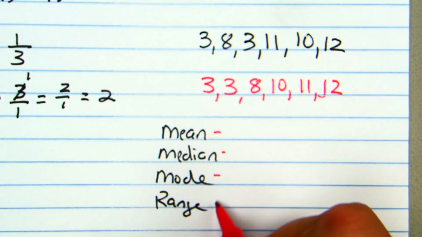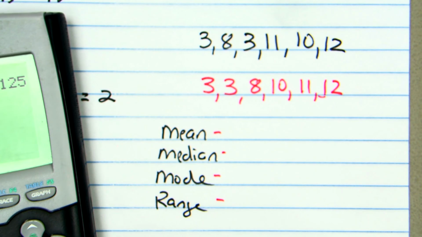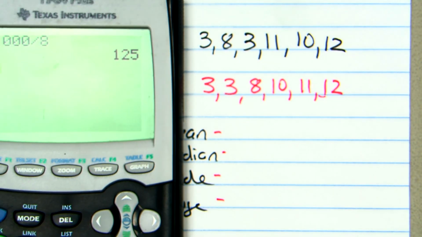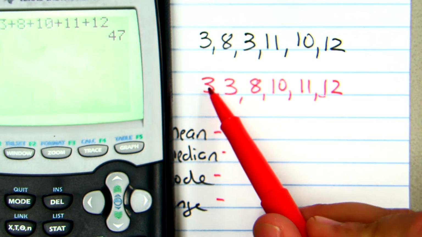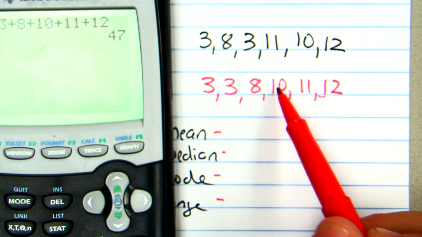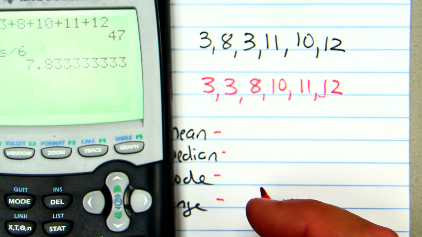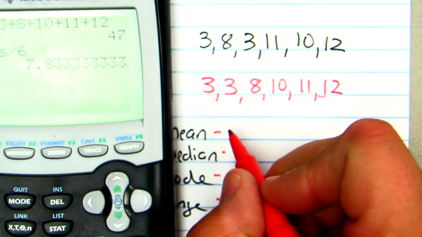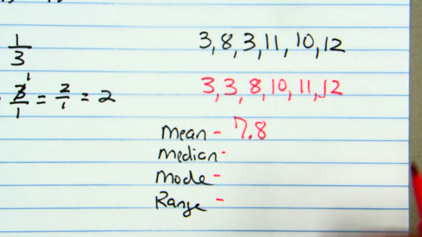That's reordered. The mean is just the average. So I'm going to add all of those up, and I'll show you on my calculator. 3 plus 8 plus 10 plus 11 plus 12, and that's going to equal 47. Now I'm going to divide 47 by 6, and I get 7.83. Let's just say 7.8. So the average of those numbers is 7.8.